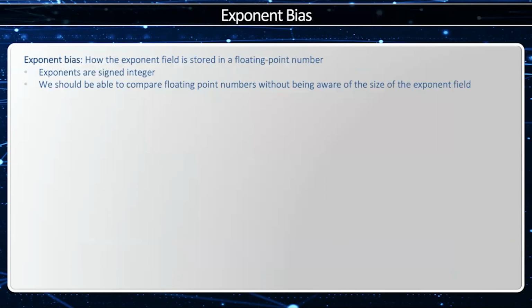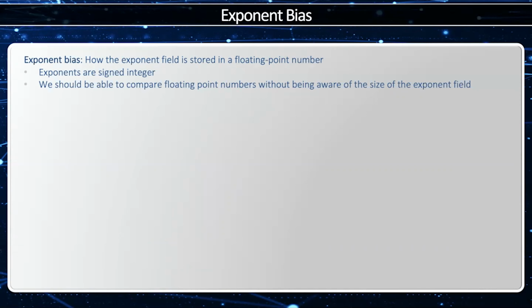Okay, now that we know the trailing significant field, the next part is the exponent bias. This is how we store the exponent. Now, keep in mind, our exponent can be negative, right? So we have to have some sort of signed notation. It turns out that the IEEE standard does not use 2's complement as it does for integers. Instead, we're going to do something different.